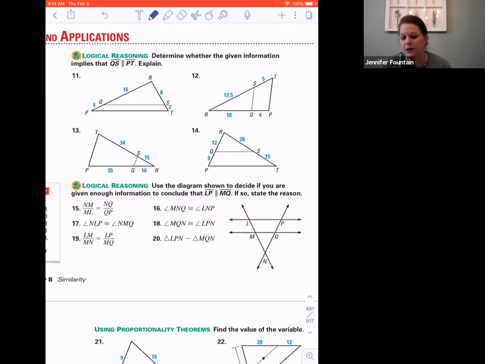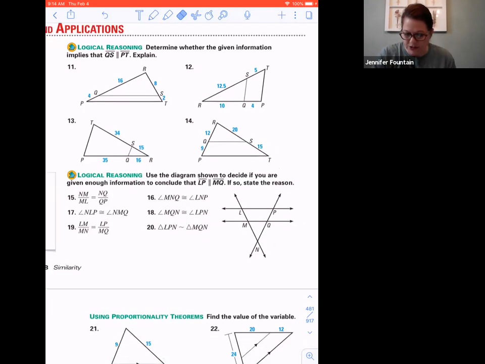Numbers 15 through 20, use the diagram shown to decide if you were given enough information to conclude that LP is parallel to MQ. If so, state the reason. So you're looking to see, are these lines parallel based on what they've given you? Do you have enough information? You're not having to solve anything. You're not having to tell any measures. You're just saying, do I have enough information to prove that?